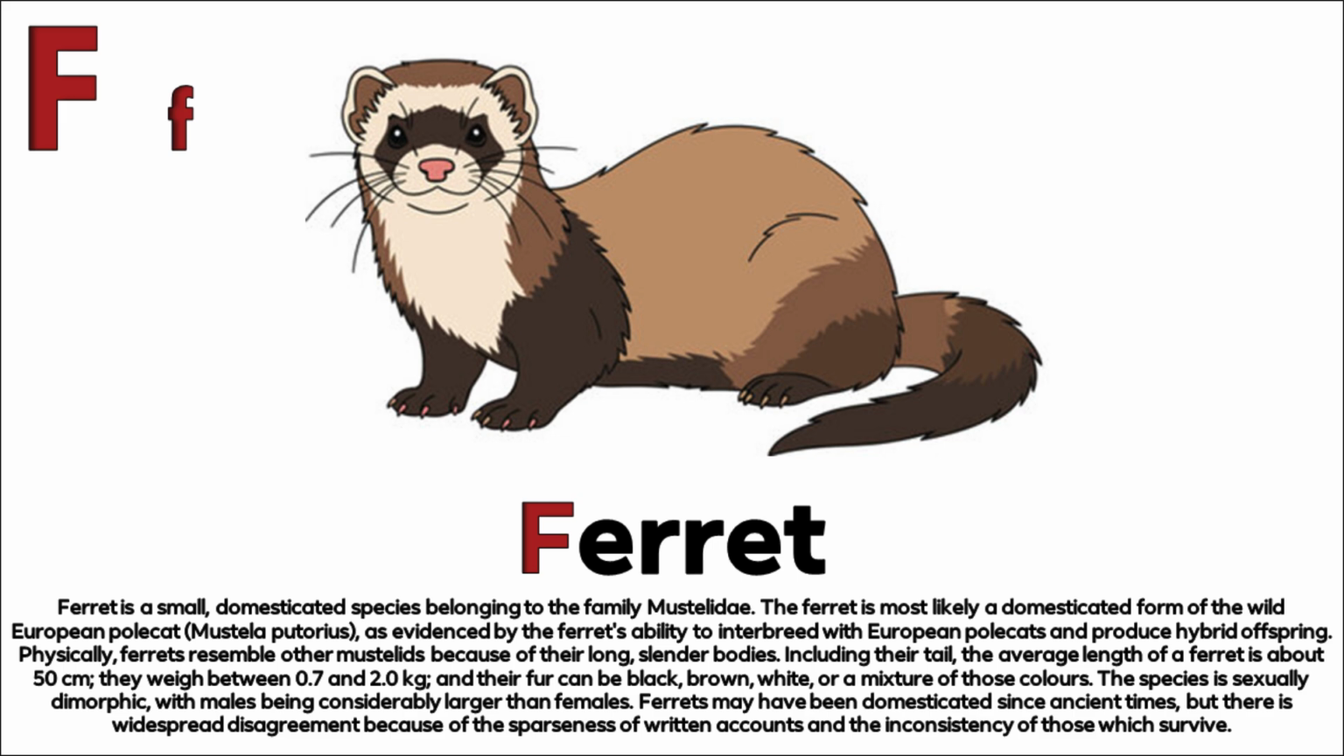The ferret is most likely a domesticated form of the wild European polecat, Mustela putorius, as evidenced by the ferret's ability to interbreed with European polecats and produce hybrid offspring. Physically, ferrets resemble other mustelids because of their long, slender bodies. Including their tail, the average length of a ferret is about 50 centimeters, they weigh between 0.7 and 2.0 kilograms, and their fur can be black, brown, white, or a mixture of those colors. The species is sexually dimorphic, with males being considerably larger than females.